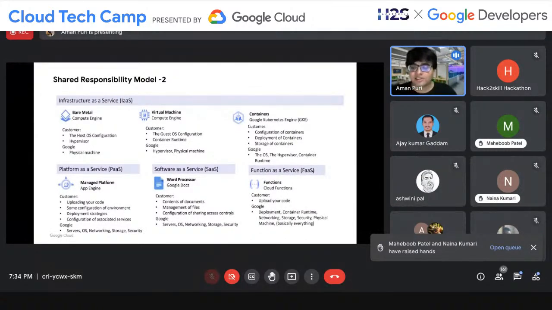And then you have something called serverless, or function as a service. You have Google Cloud Functions, where you just upload your code, and your deployment, your container runtime, everything is managed. This is more of a serverless solution. What serverless means is not that there's no server behind it. There's definitely a server behind it, but the server's configuration does not impact the configuration of the functions. The runtime and the running of these functions is managed by Google Cloud.